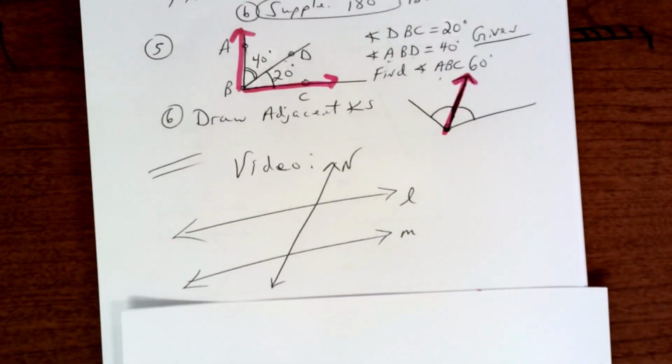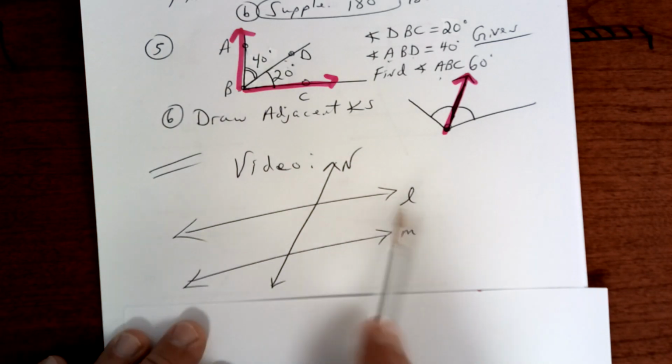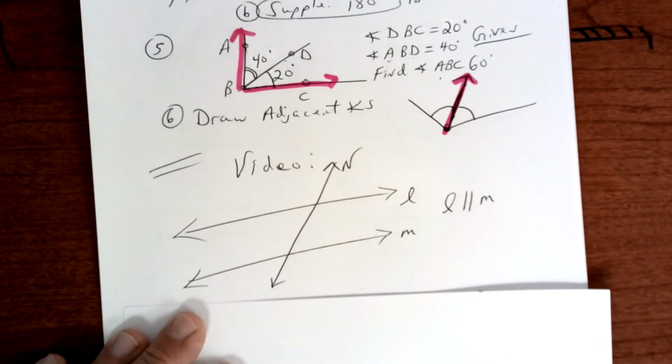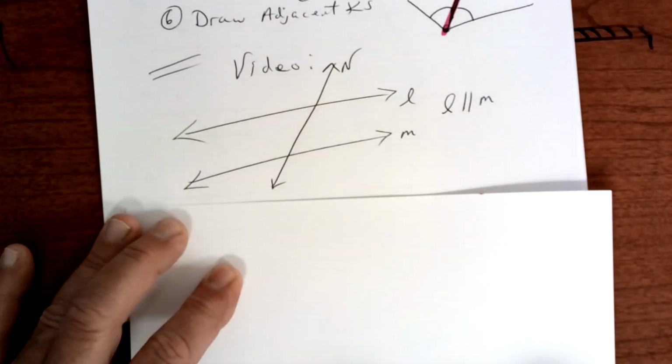We're going to watch a video on the different types of angles formed by cutting a transversal. This is your transversal. And what we're going to do is make these two lines parallel. So L is parallel to M. Now let's talk about the different types of angles. And I want you to write this down. Here we go.